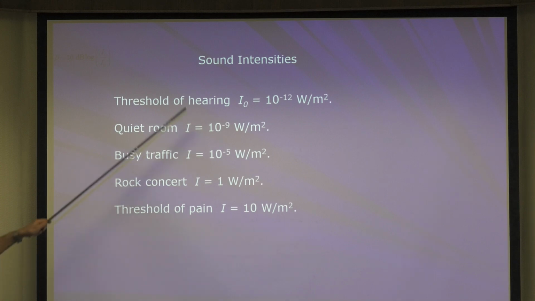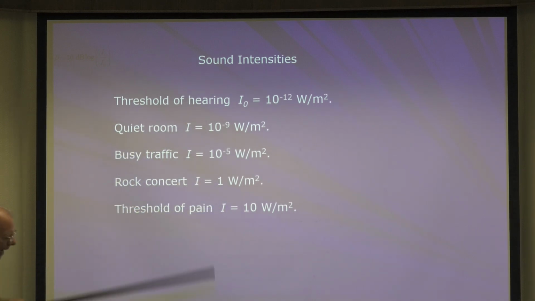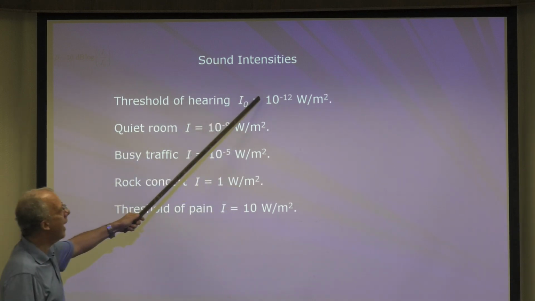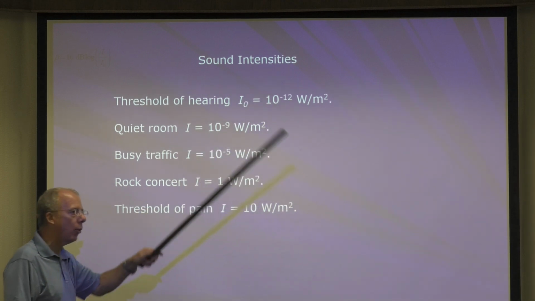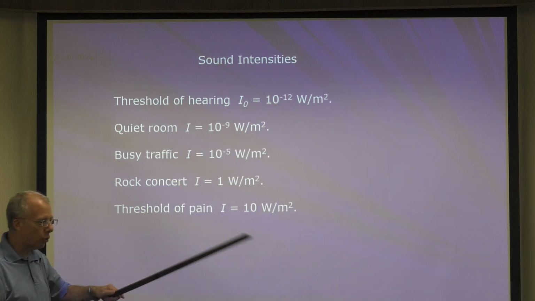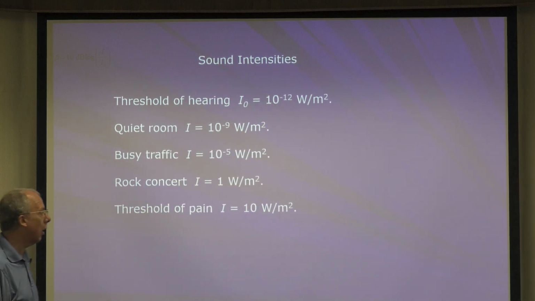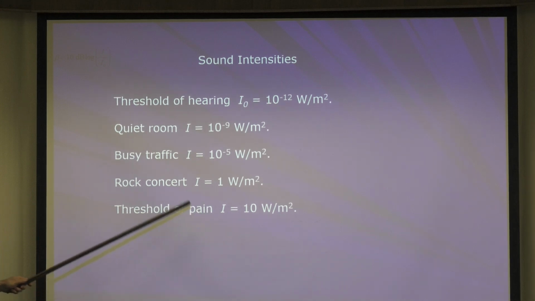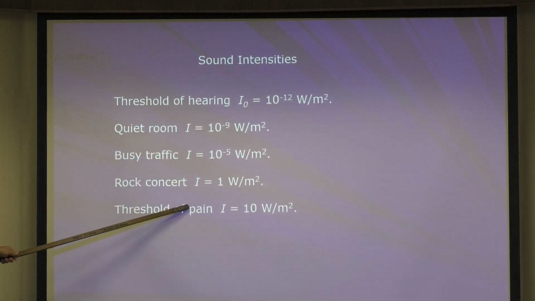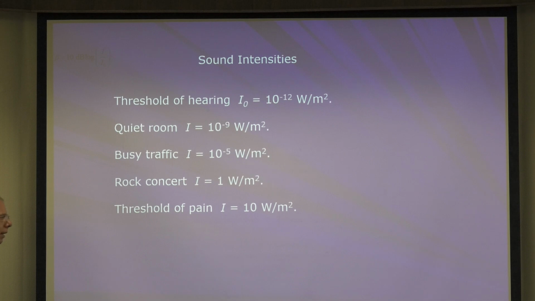Now, what I care about is the range. This goes from 10 to the minus 12, which is 1 divided by 10 to the 12th, really, really small, all the way up to 10. So there's a huge range in numbers, right? So the question is, how do you mathematically compare something that's so incredibly small to something like 10? How do you easily do it?